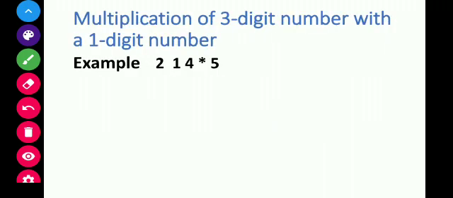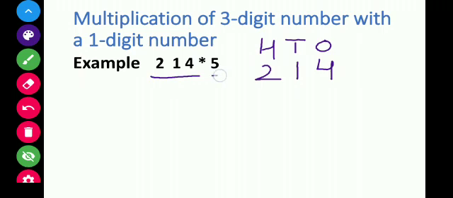Now children, let's talk about the multiplication of a 3-digit number with a 1-digit number where the numbers are carried over. Our question is 214, which we have to multiply with 5. This is a 3-digit number, so we will write ones, tens, hundreds. Now place the digits under the proper place value: 2 under hundreds, 1 under tens, and 4 under ones. Now coming to the second number, which is a 1-digit number, so it will come under ones. Again put a sign of multiplication.